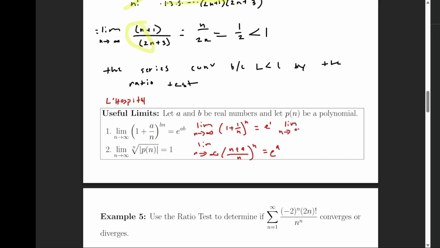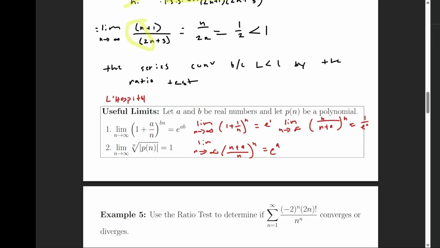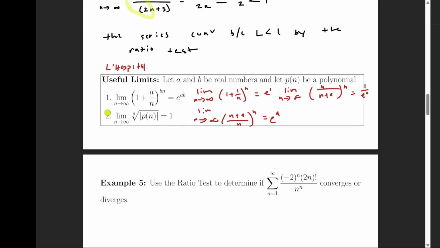So if it looks like this instead, with the infinity sign, then it's going to be 1 over e. So just remember that. And then this bottom one, number 2, is saying that when you take a limit of the n-th root, or any root, of a polynomial, it is going to equal 1, and also that the limit of any constant is also equal to 1. So just remember that.